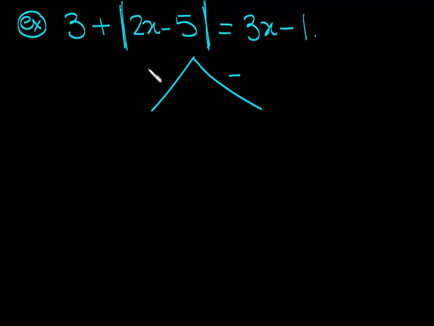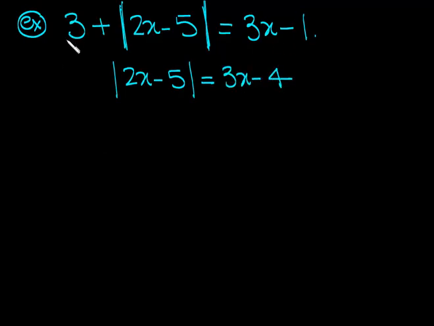But before I do that, let's clean this up a little bit since we have some extra stuff here. Let me just get the absolute value by itself. It's always a good idea to do that, it makes things faster. So I'm going to move the 3 to the other side, so we get 3x minus 4, because this positive 3, when you move it to the other side, will become negative. Now we can do the two cases.